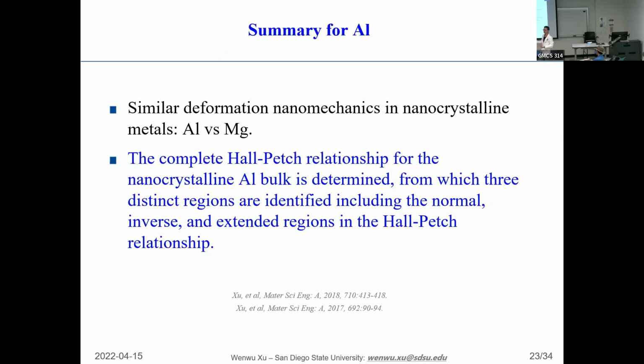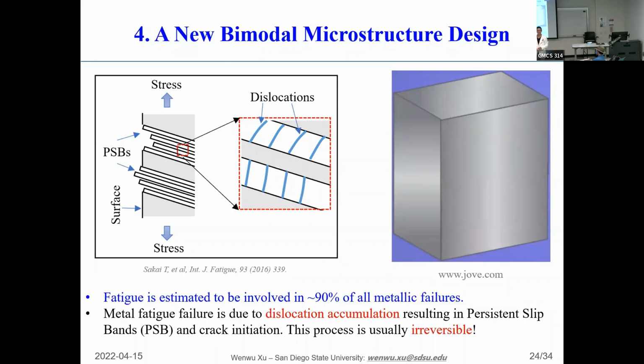Okay, so we've done the mechanical study and understand the nanomechanics and the deformation mechanisms for nanocrystalline magnesium and aluminum. So what can we make use of this? Can we make use of the knowledge we learned from the simulations we have conducted so far to do something else? One thing we are thinking about is, can we design some theoretically unique microstructure so that we will be able to improve the mechanical properties of the material?